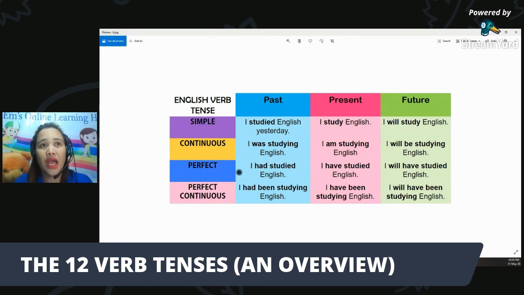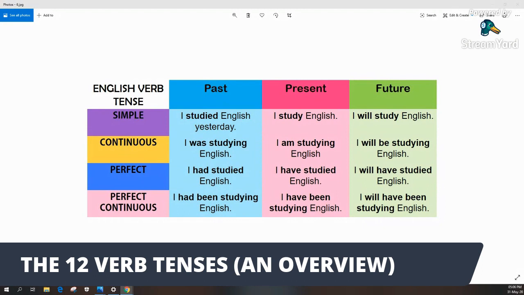So that is the overview of the 12 verb tenses. Don't worry about the detailed discussion because my next videos will be a detailed explanation of the simple tense, the continuous, the perfect continuous. So again, past, present, future. As you can see the example, look at the example first. All right. Okay, let's go back a little.